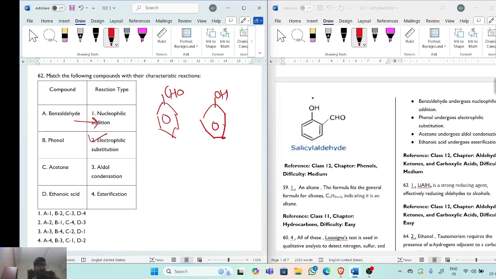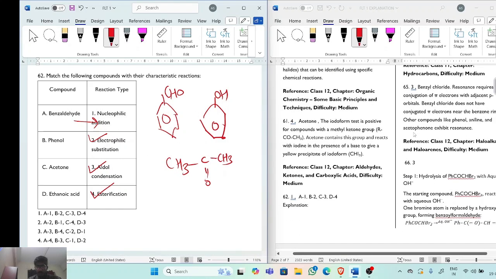Now acetone. We know the structure of acetone is CH3COCH3. It has an alpha hydrogen, so it can easily give the aldol condensation reaction. Ethanoic acid can give the esterification reaction, as ethanoic acid and alcohols are used for making esters. When we rearrange all these options, option A will be our correct answer.